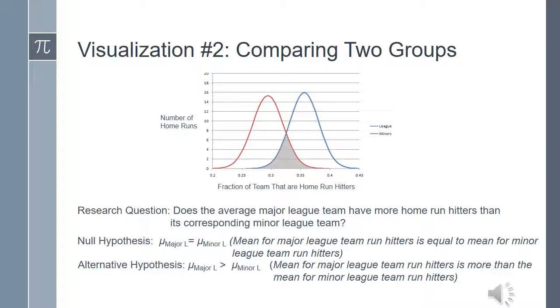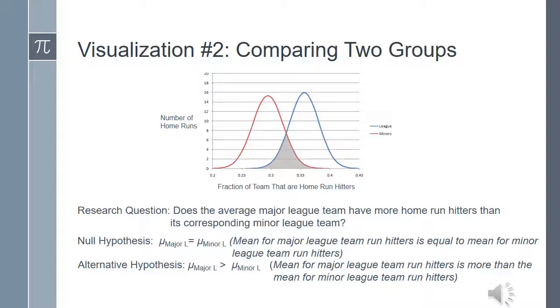Visualization number 2 is comparing two means. The research question is asking whether the average major league team has more home run hitters than its corresponding minor league team. The null and alternative hypothesis tests are stated as follows.